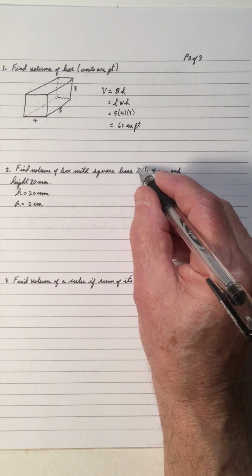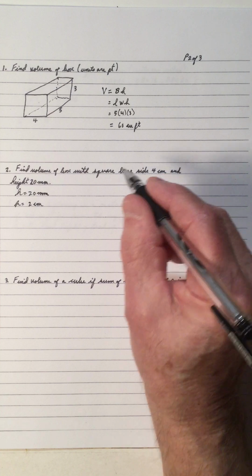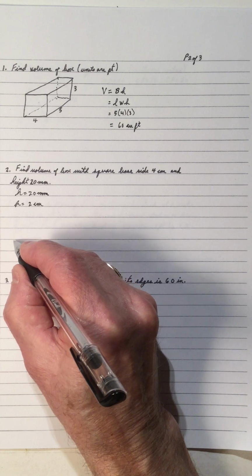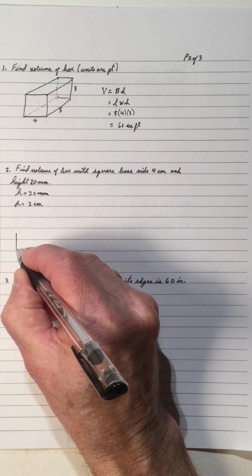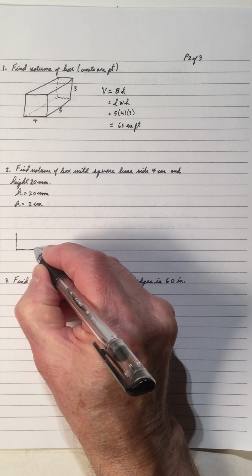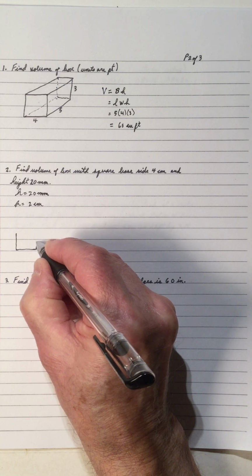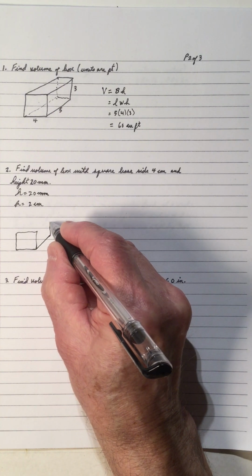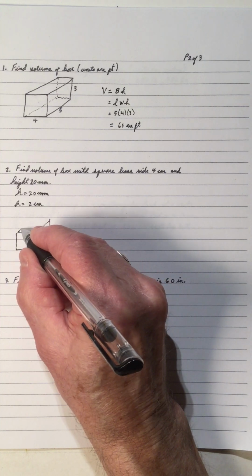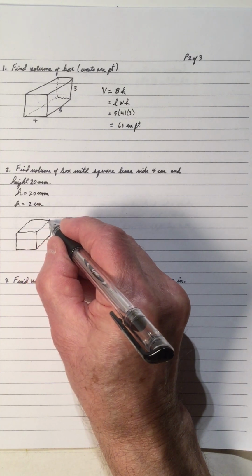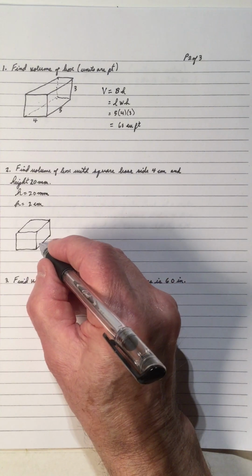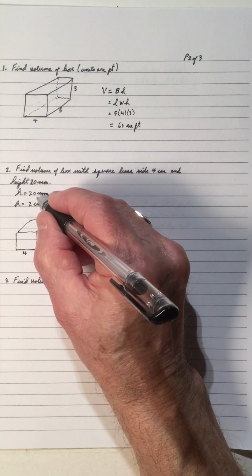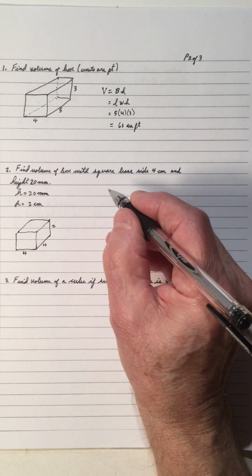So the height, we have the side the same, and we have a square base. So if you draw the box like this, and you have a square base, so the bottom of the box is a square, so it's 4 by 4. And the height is 2. So all the units are the same.